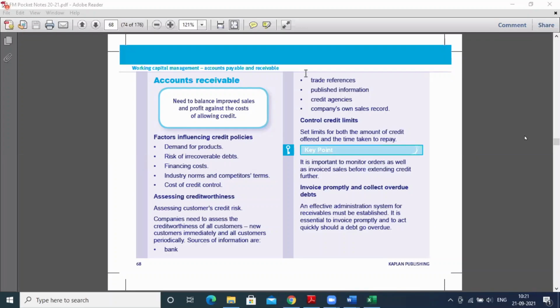And sources of information. Now, generally, how can we assess the credit worthiness? The best source is bank. Can anyone let me know how we can consider bank as a source? Will the banker say that the customer credit is good or bad? Sufficient balance in his account. Yes. And as Jerome said, timely payment of interest.